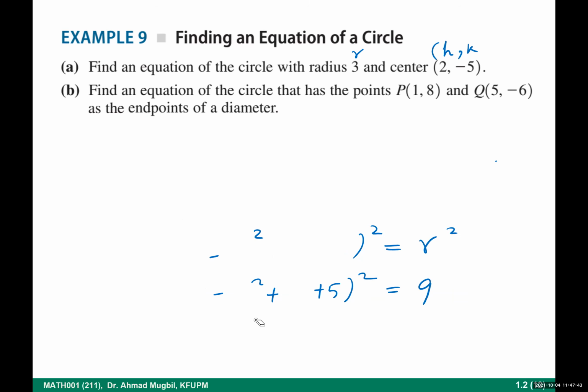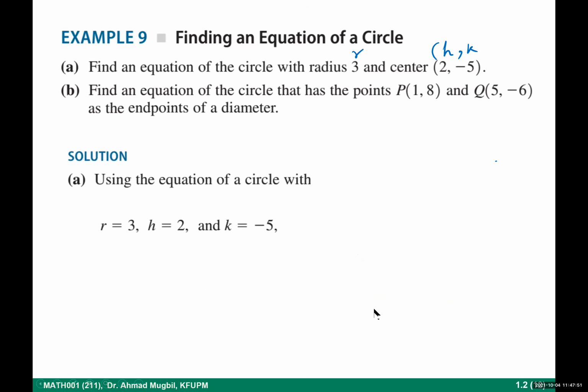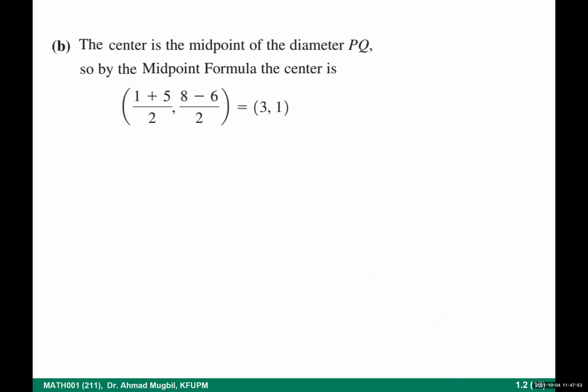How do we do that? The midpoint is the center. The midpoint is the center. So what is the midpoint? 3 and 1. You got it. This is the center. Now, what else? We need to find H and K and R. This is the equation, it will be like this, equals R squared.